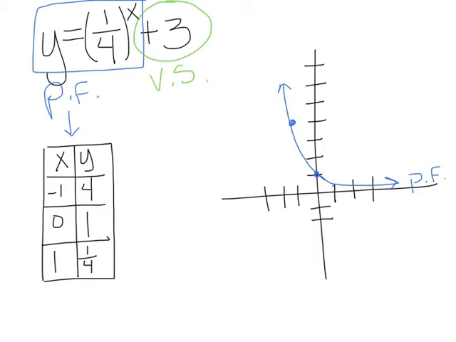Now we're going to apply the vertical shift and lift the entire graph up 3 units. So we'll take every point up 3 units and connect those points. So we have a vertical shift of 3 units. So this green curve represents y equals 1/4 to the x plus 3.